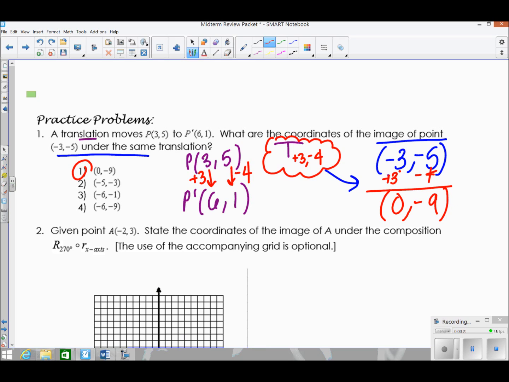Now you could do this on a graph as well. You could figure out, okay, how did I move right and left, up and down, and then just apply that, plot this new point, move right 3, down 4.